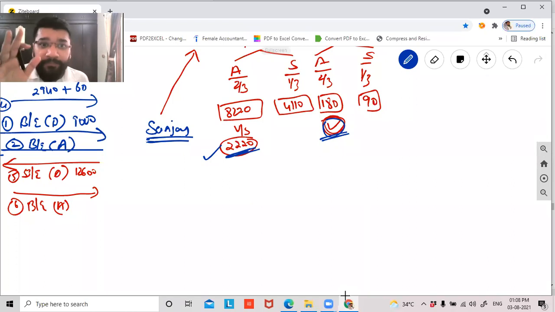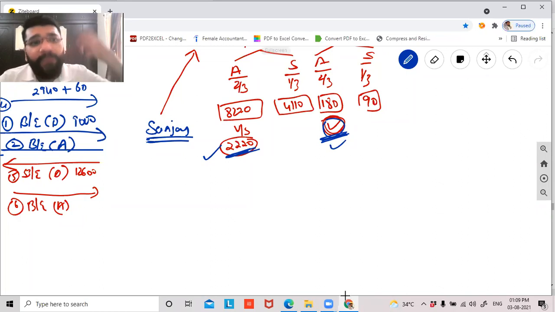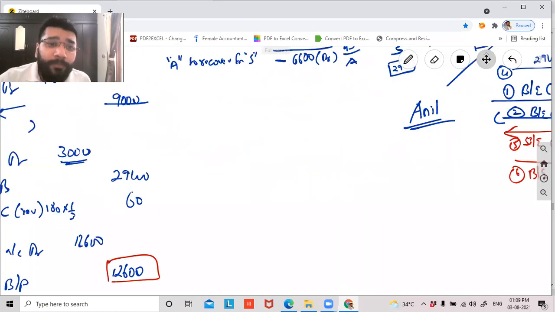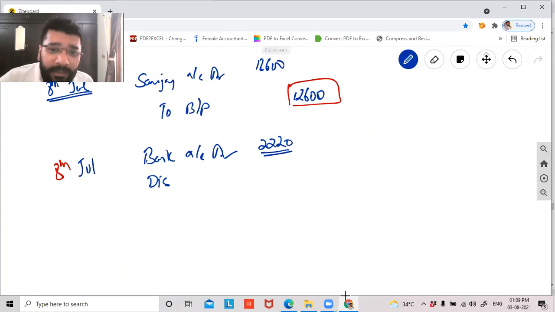Guys, 2,220 is now paid. Maybe the balance would be paid later. So when you record expenses, what does the prudence concept say? Provide for all possible or expected expenses and losses. So Anil, on a prudence basis, recorded the discounting charges for the full amount, hoping that in future he'll get the balance amount from Sanjay. So always, guys, you should follow the prudence concept. Based on it, he recorded the discounting charges for the full 2/3 value, but the amount he received is less than 2/3. So discounting charges account debit.